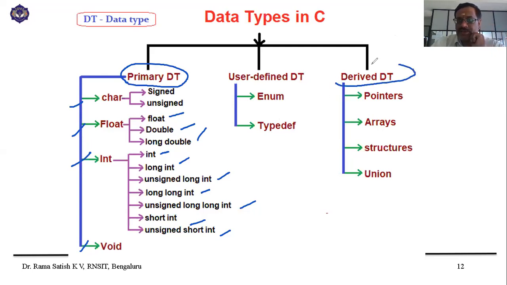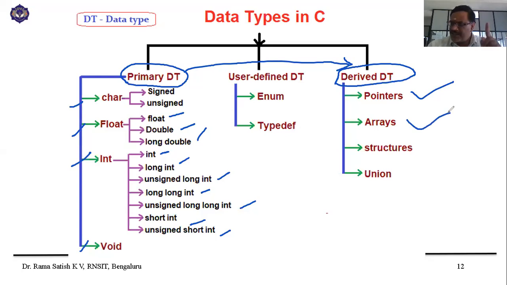Derived data types. Derived data types are derived from primary data types. They are created from the primary data types. What are those? Pointers. We'll discuss this in detail. Arrays also we'll discuss in detail in the next upcoming week. Structures, unions. We'll discuss all these things in the upcoming classes.